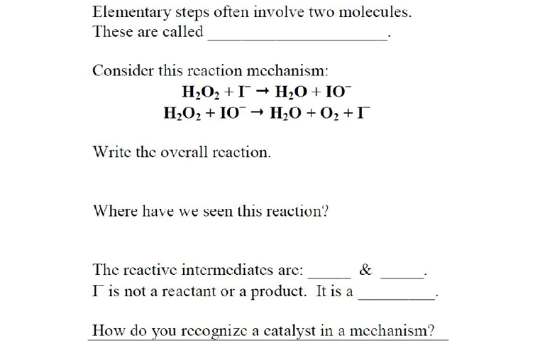Now, these elementary steps often involve two molecules at a time, and like we say, that would be called bimolecular. But you will see cases where maybe just one molecule decomposes as one of the steps, and that would be unimolecular. Or maybe three molecules bump into each other, and that would be termolecular.